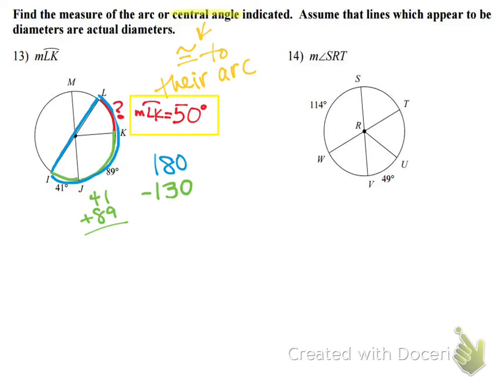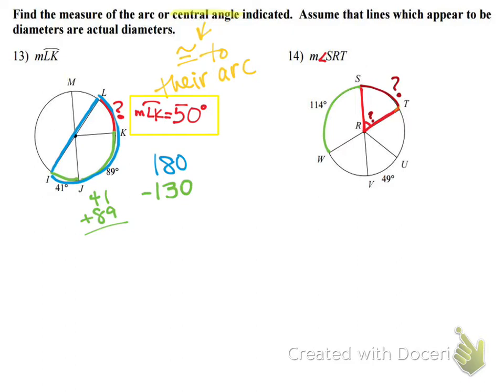The second one, we are finding an angle this time, angle SRT. We know the angle is going to be congruent to its arc. So if we find the arc, we find the angle because they're the same. So what is helpful to me to be able to find the arc? Two things are helpful. 114.